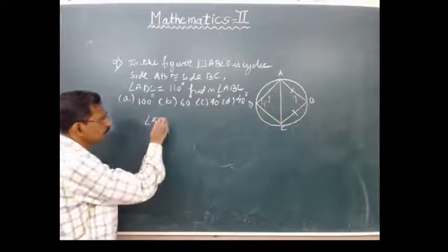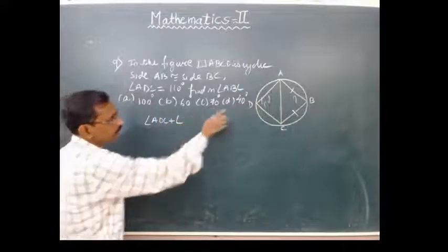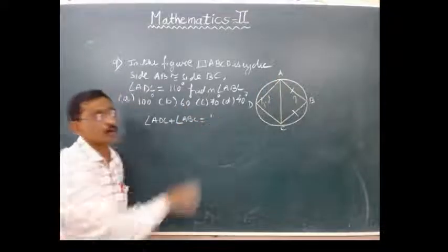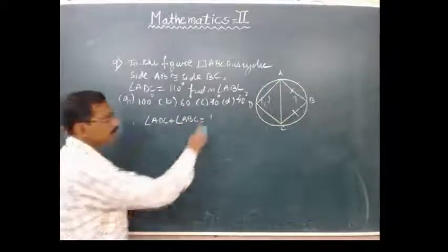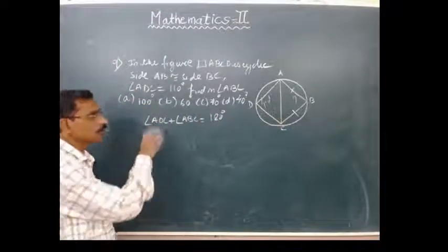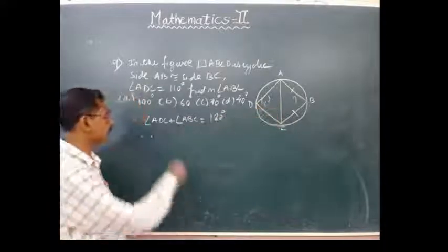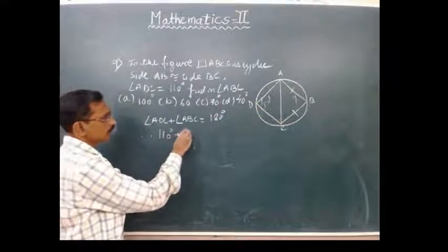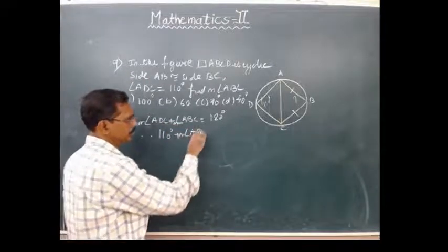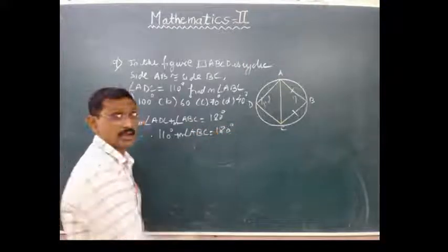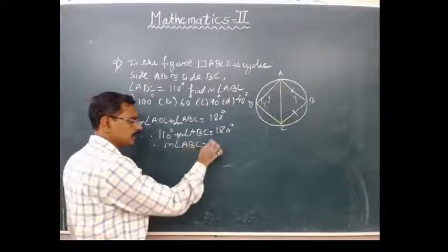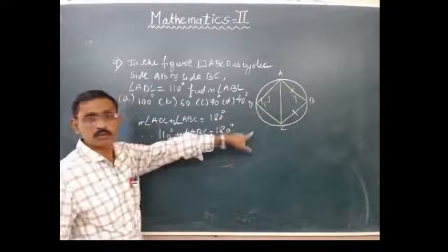Measure angle ABC plus measure angle ADC is equal to 180 degrees. And what is the reason? As per the cyclic quadrilateral theorem. Therefore, 110 plus measure angle ADC is equal to 180 degrees. Therefore, measure angle ADC is equal to 180 degrees, bringing 110 to my right hand side.